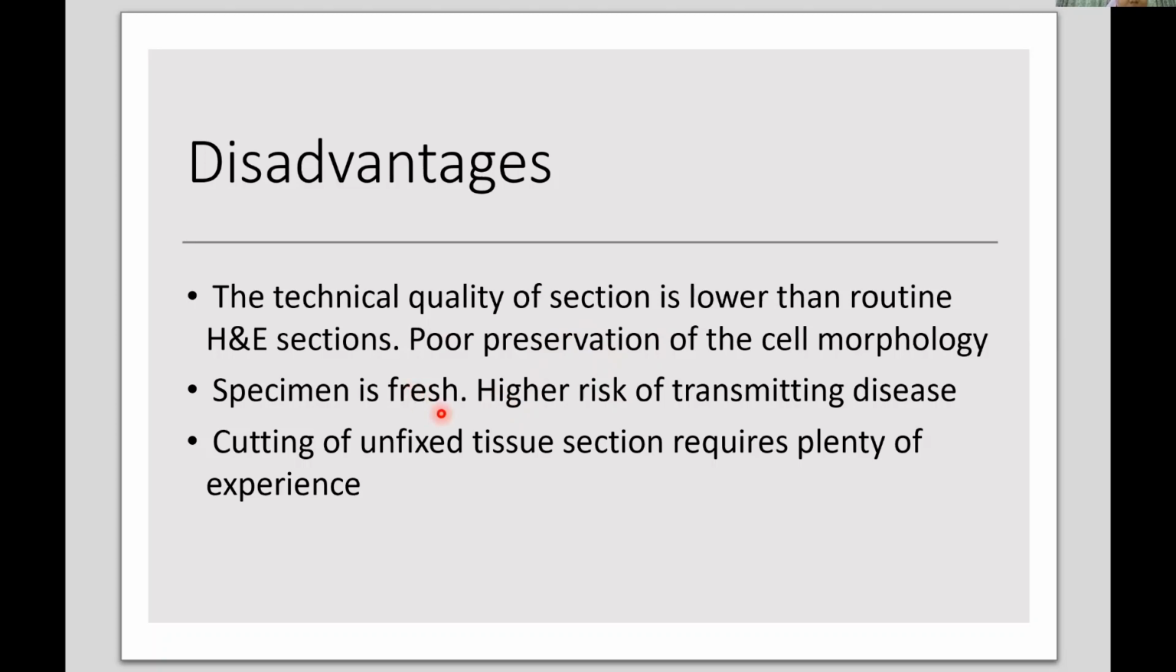The specimen is fresh, so there is a higher risk of transmitting disease. In the usual specimen you fix in formalin, and many studies prove that with formalin fixation, most viral diseases, many viruses, can die in the formalin fixation. So when we receive fresh tissue, there is a high risk of transmitting viral diseases. Cutting of unfixed tissue sections requires plenty of experience. This is very difficult, so we need experienced staff.